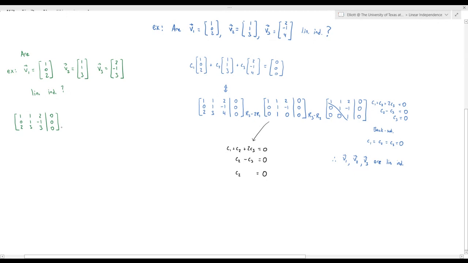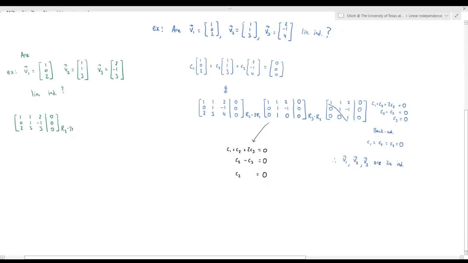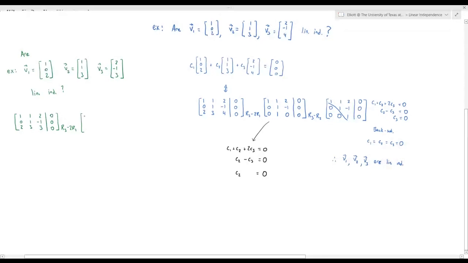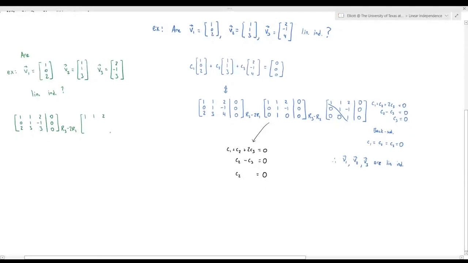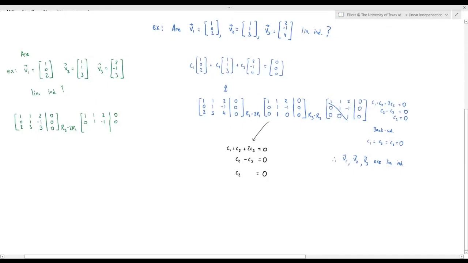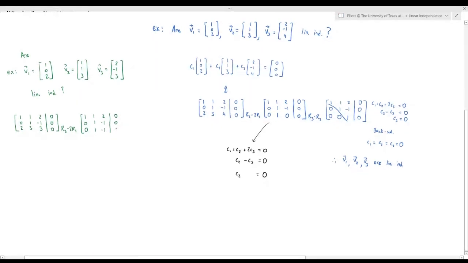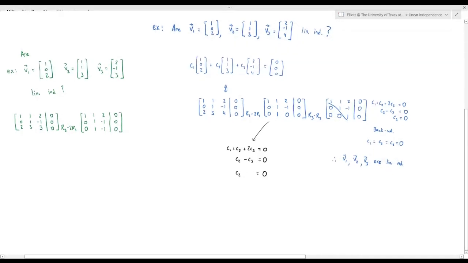So if I were to try and do elimination again on this example, let's say I do row 3 minus 2 row 1 again. Then that gets us the 0 that we wanted there. 3 minus 2 will give me 1. This would be 3 minus 4, which is negative 1. Here you get 0 like that.